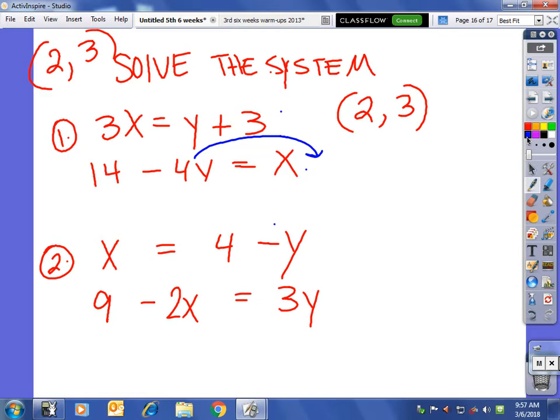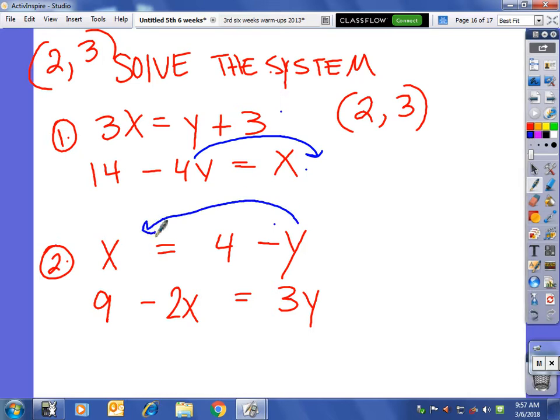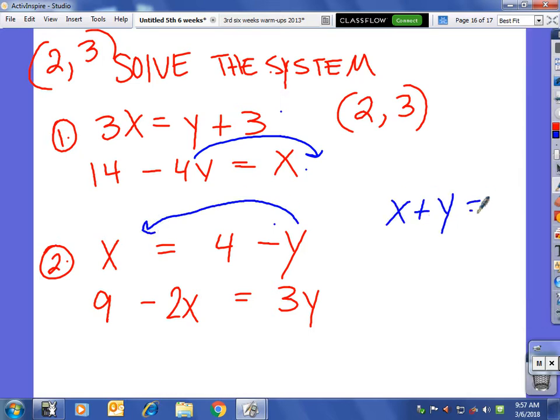Okay, are we good with number 2? There are different ways you can move stuff. In the end, we should all have the same answer, even if our equations don't look exactly alike. On number 2, I chose to move this negative y to the other side, so I had x plus y equals 4. And on the bottom one, I moved the negative 2x to the right to be with the 3y. So I had 2x plus 3y, and the 9 didn't move, so it just equals 9.